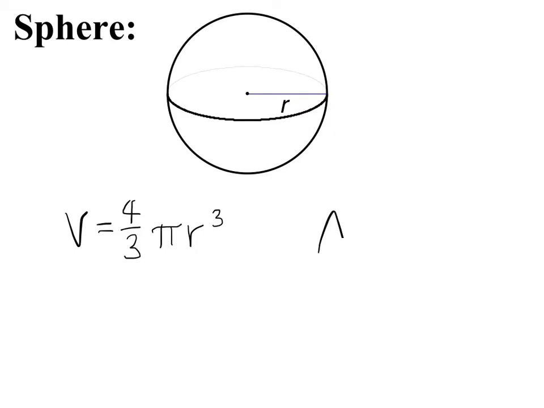Now the surface area formula is pretty amazing, and you'll see why in a moment. The surface area formula is 4 pi r squared. And again, notice it's r squared since it's an area, two-dimensional area we're finding.